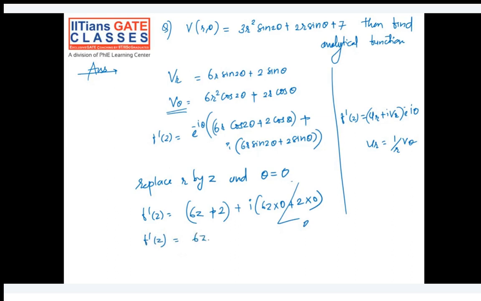And what is f of z? F of z is integration of it with respect to z. So it is 6z square by 2 plus 2z plus c1 plus c2 i. Okay, like this. And 6 by 2 is 3, so I'll write 3z square. So this is the answer. Okay, so this is your f of z. I hope you are following it.